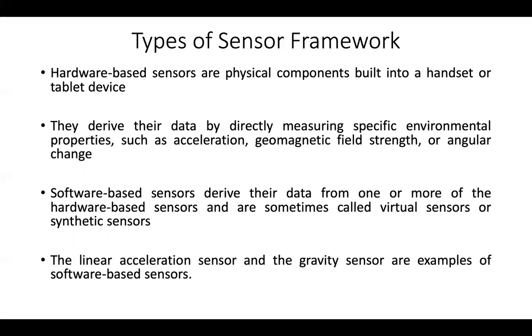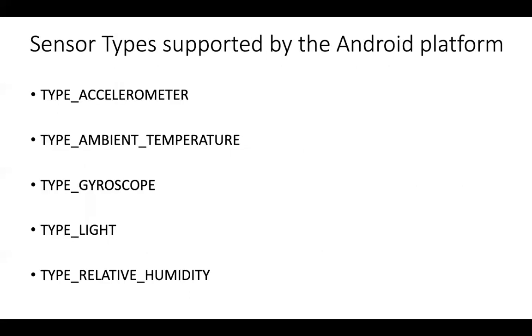Few Android-powered devices have every type of sensor. For example, most handset devices and tablets have an accelerometer and a magnetometer, but fewer devices have barometers or thermometers. Also, a device can have more than one sensor of a given type. For example, a device can have two gravity sensors, each with a different range. So these are the different types of sensors in the framework.